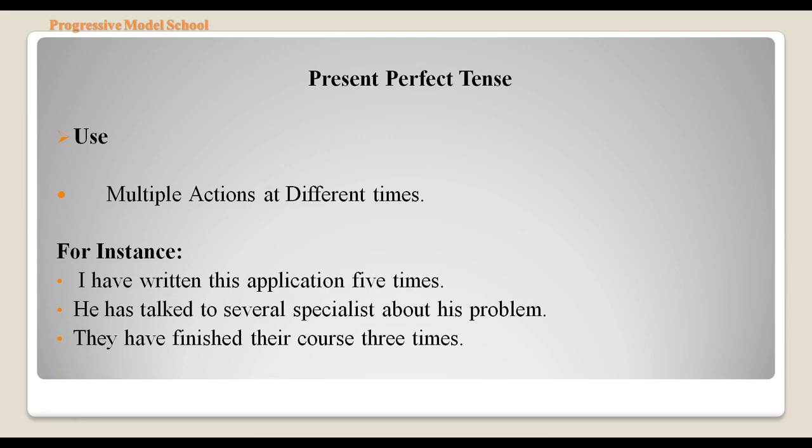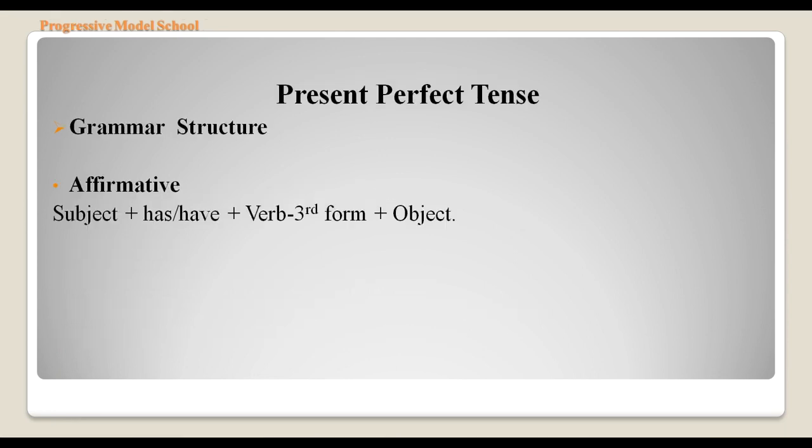So these were the uses. Now we learn the structure of the present perfect tense. So here is the structure of affirmative sentences. First you'll write the subject or doer of the action, and after that we'll use the appropriate helping verb has or have. We use the helping verb have with all the subjects excluding third person singular. For third person singular we'll use has. Third person singulars mean he, she, it, or any single name. And after that we'll write the third form of the main verb, and at the end we'll write the object if any.